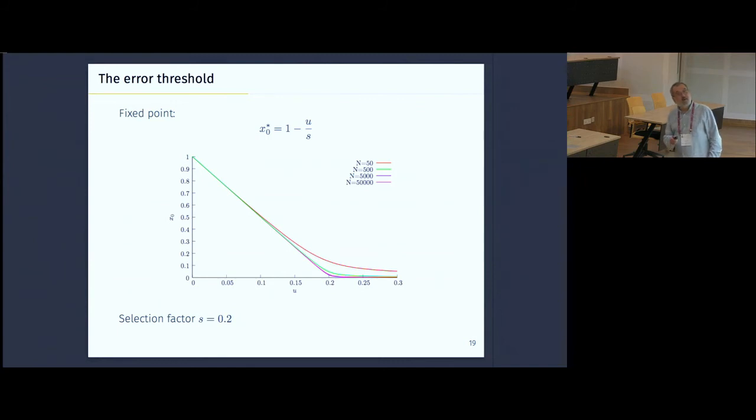Whereas if you have u less than s, what you have is a finite number, which, as you see, does not really depend much on the value of n. This is the exact result.